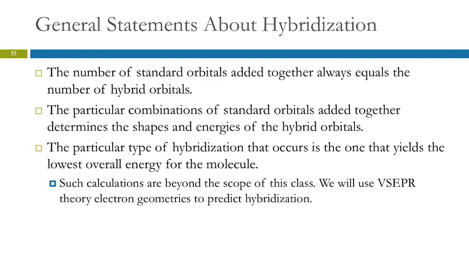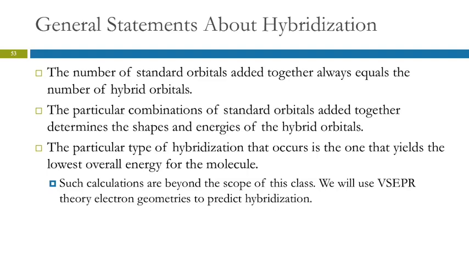What combination of standard orbitals you put together is going to determine the shape and energy of the hybrid orbitals. And the type of hybridization that occurs is the one that's going to yield the lowest overall energy for the molecule. Well, calculating that is rather complicated, and we don't need to go there. So instead of doing calculations, we're just going to use VSEPR theory to help us predict the hybridization. That works pretty well for most things.